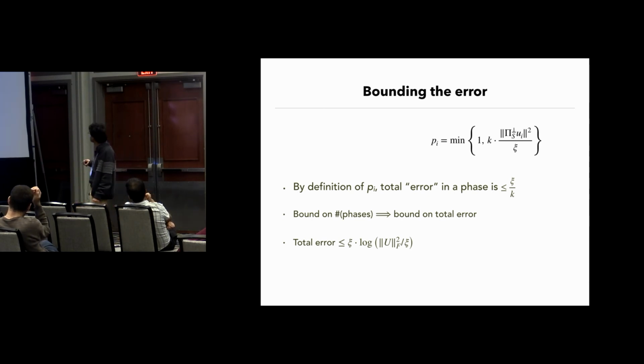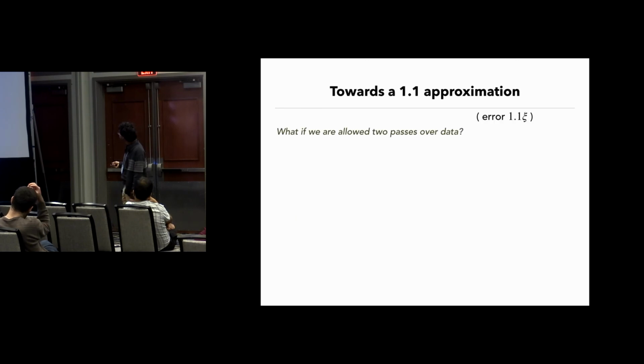Okay? So the total error in a phase will be less than or equal to c by k. And that's why the bound on the number of phases also implies a bound on the total error. Okay. All right, so this gives some bound of this kind. So it gives a bound like the total error is smaller than c times some log factor. Okay, but what we wanted is something like c times 1.1, right? So how do you get to this?